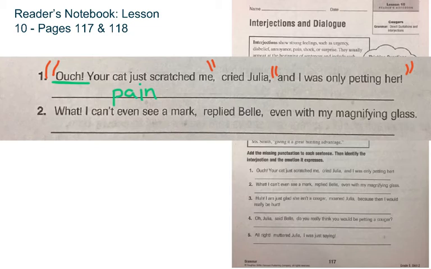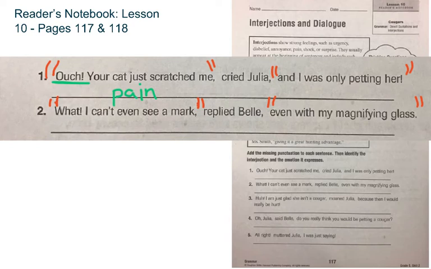Number 2 reads, "What? I can't even see a mark," replied Belle, "even with my magnifying glass." Well, this is another example of split quotation, right? Because we have the replied Belle in the center. So we need to put our quotation marks around what's being said by Belle: "What? I can't even see a mark." And then we have replied Belle, and then we add quotation marks around the end of her sentence, which is "even with my magnifying glass."